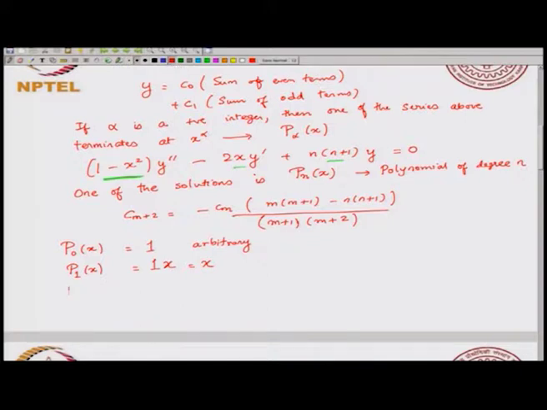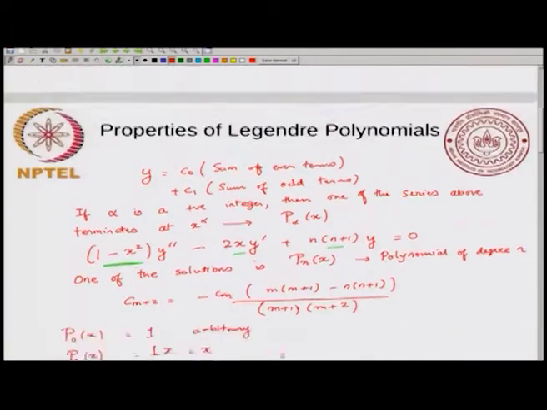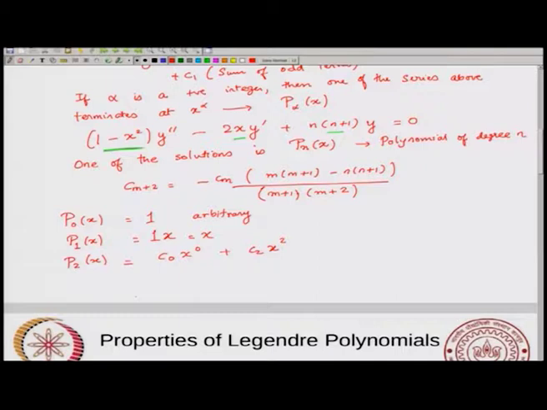Now, if you want to calculate P2 of x, it will have two coefficients, a C0 and a C2, but C2 and C0 are related to each other through this recursion relation. When you use that relation and relate C0 and C2, you can finally write an expression for P2. Remember it has both a constant and a second power term. I will just write the final expression, and you can work this out, it is not very hard. So you have C0 x to the power 0 plus C2 x squared, and we already saw that C2 is related to C0 through the recursion relation.